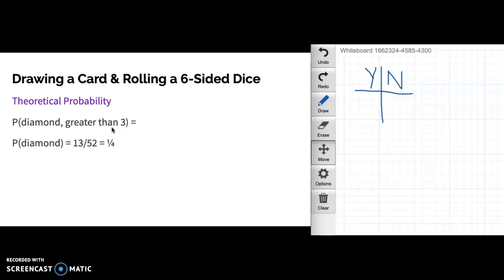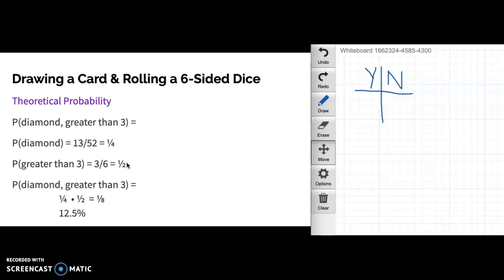Then we find the probability of event B, which is rolling a number greater than 3 on a 6-sided dice. That could be 4, 5, or 6. So the probability of rolling a number greater than 3 is 3 out of 6 possible results, which would be 1/2. Then to find the compound probability, I'm going to multiply event A times event B. 1/4 times 1/2 is 1/8. And then use my calculator to do the percent. 1 divided by 8 times 100 is 12.5%.